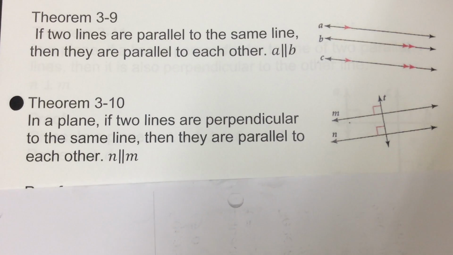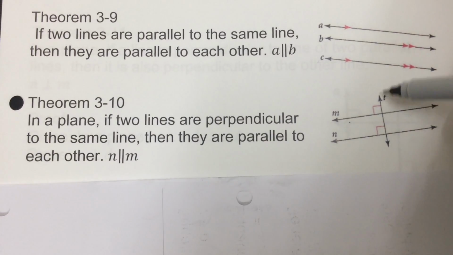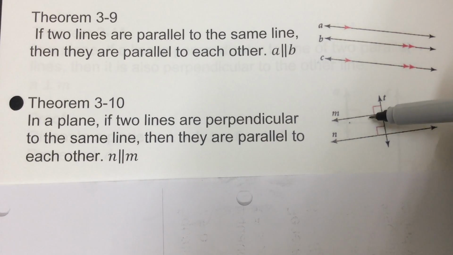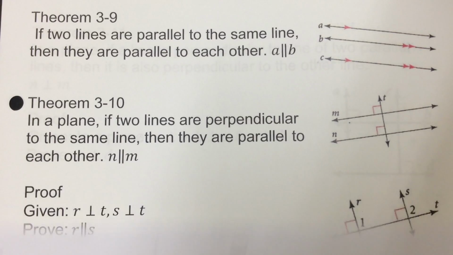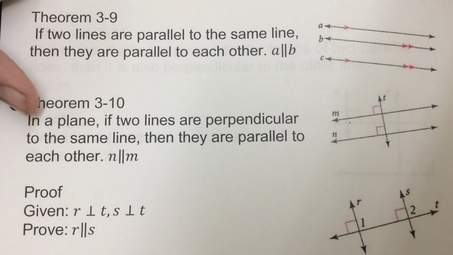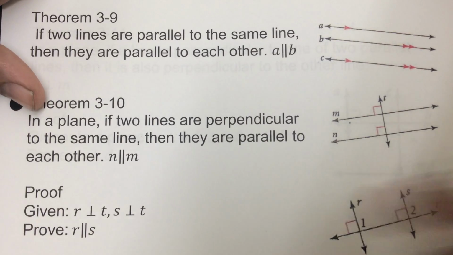Theorem 3.10. In a plane, if two lines are perpendicular to the same line, then we know that they're going to be parallel to each other. So T cutting through here is perpendicular to M and perpendicular to N. Therefore, M and N will be parallel to each other. And we're going to prove that. So we can do this in 3 steps.